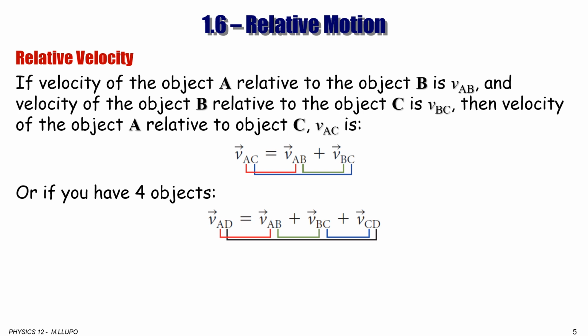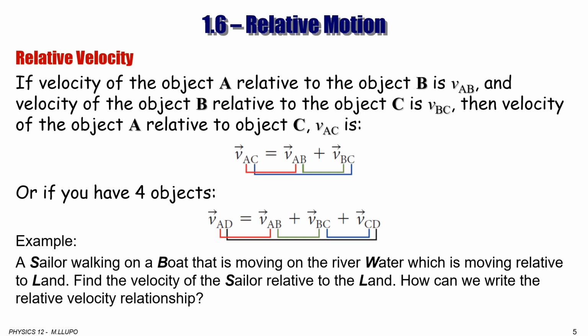Let's do an example so you see if you can understand. A sailor is walking on a boat, and the boat is moving on a river. The river water is moving relative to land. Find the velocity of the sailor relative to land. You can write the relationship yourself. Pause the video and see how much you have learned.